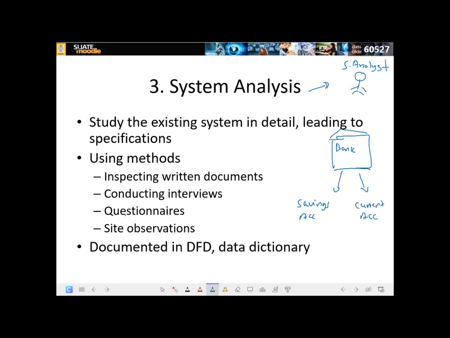The next method is the questionnaire. You can provide a questionnaire and get the feedback. Then the other one is site observation. Site observation is definitely needed. The system analyst has to visit the organization and get the details, and see what is going on in each and every department.